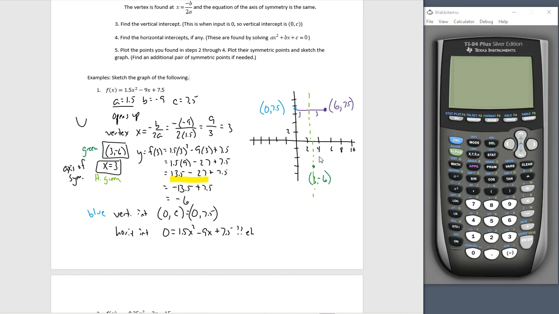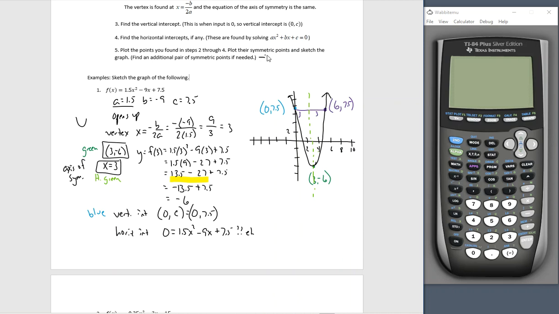Even though I don't have the x-intercepts, I can draw the graph of this parabola because I have the vertex where it changes direction. Nice little turning point. I have the y-intercept, which gives me something to tell me how the width looks on the left. And I have a symmetric point that gives me a width on the right.